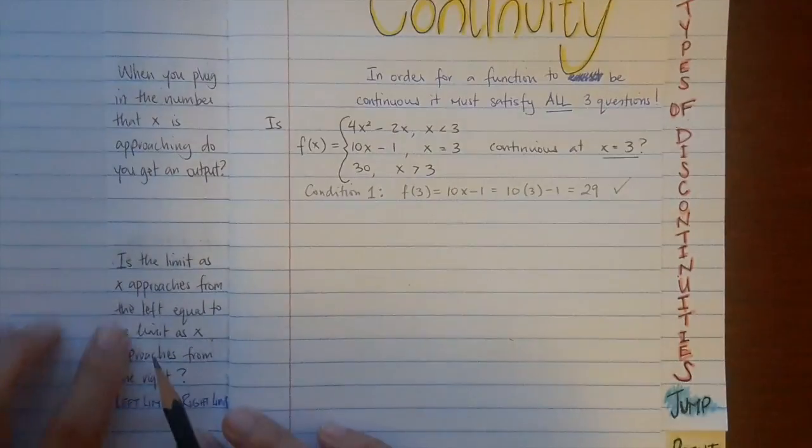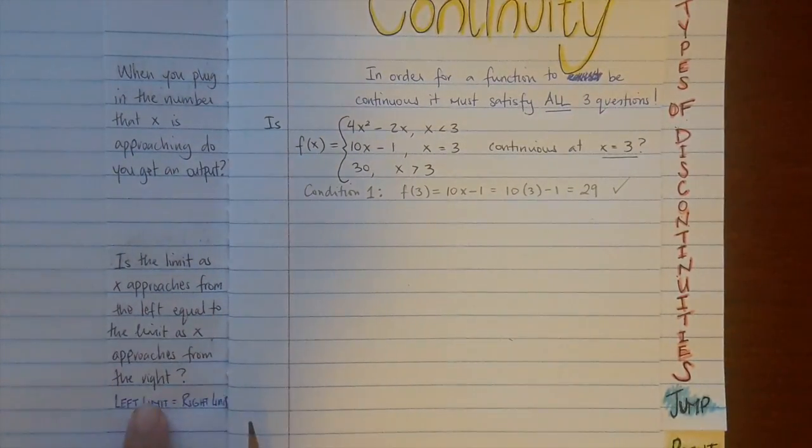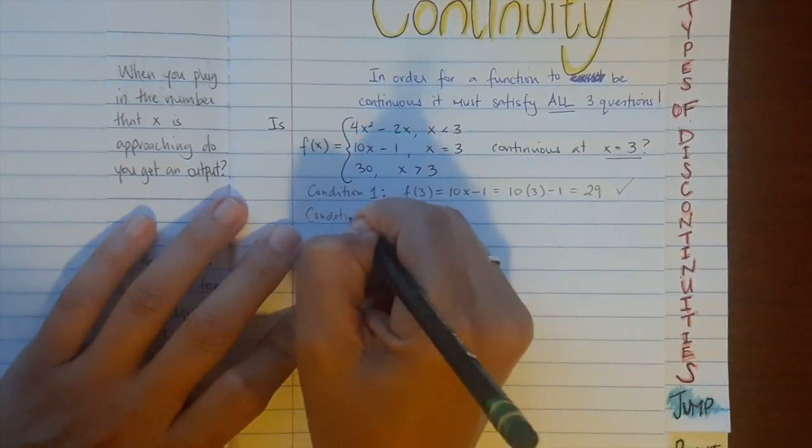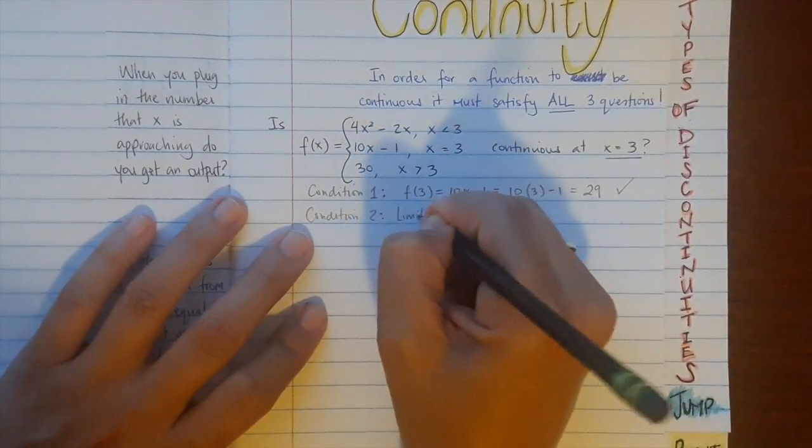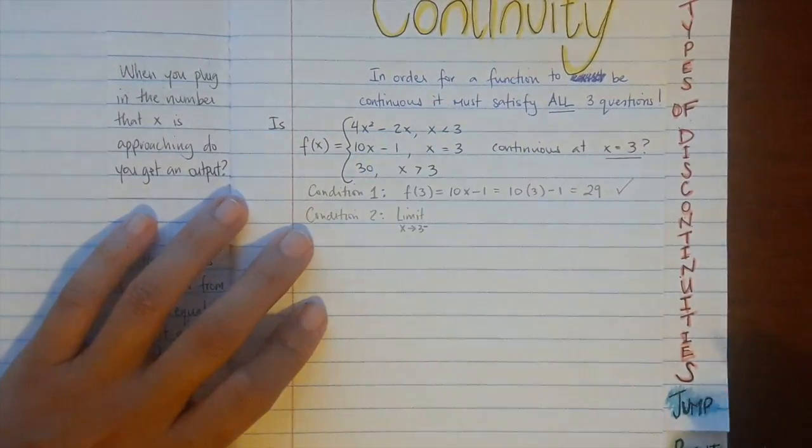Does the limit exist? Looking at the second condition, we need to find the left and right hand limits. So does the limit exist? The limit as x approaches 3 from the left.